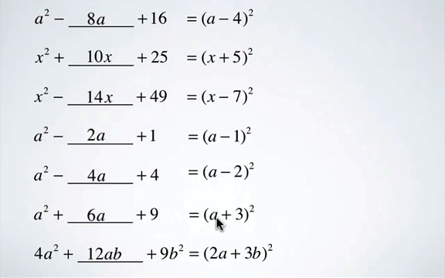For our next one, our a comes from the square root of the first term, the plus sign comes from this plus sign, and the 3 is the square root of the third term. And we square that. For (2a plus 3b) squared, the 2a is the square root of the first term. The plus sign comes from this plus sign, and 3b is the square root of 9b squared.